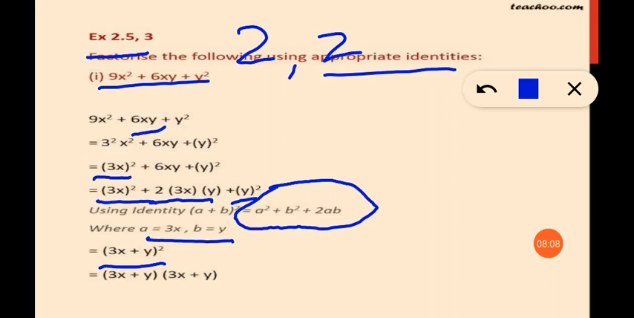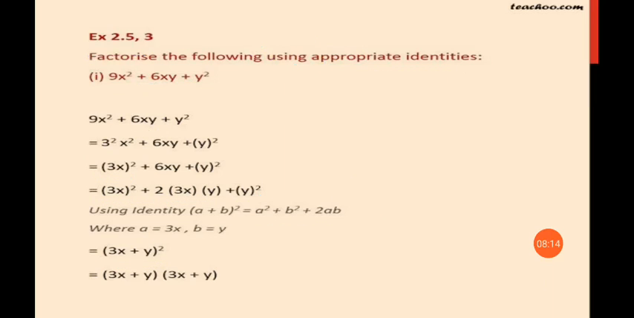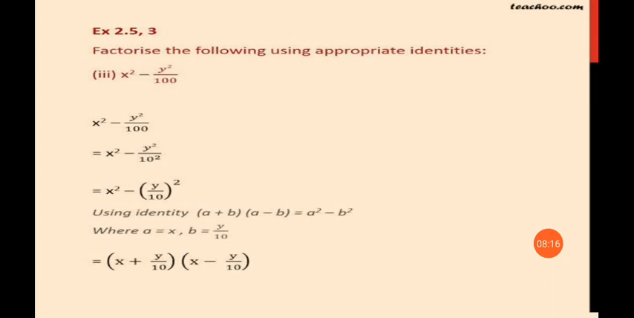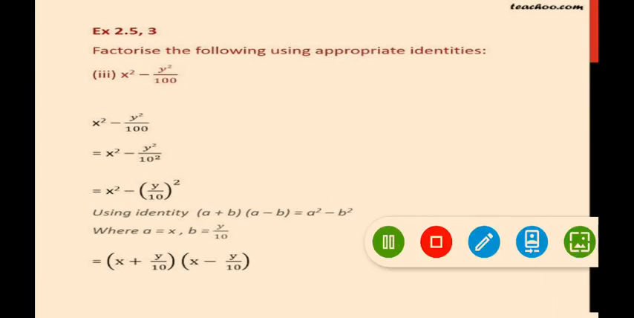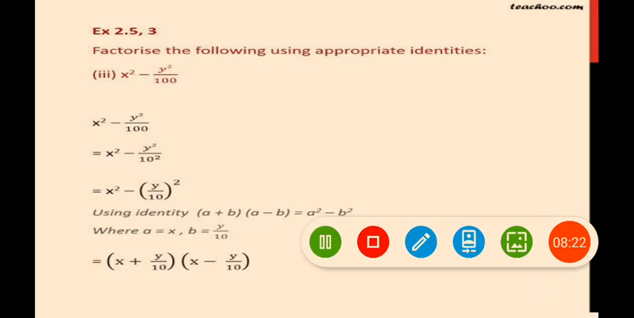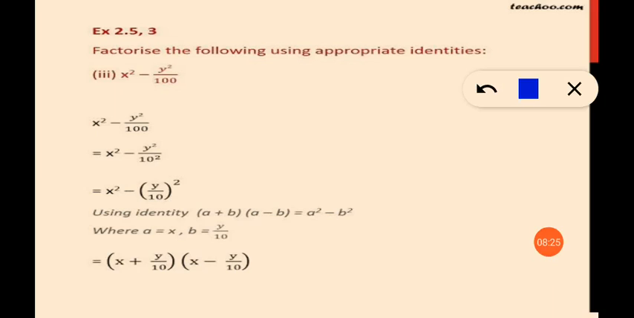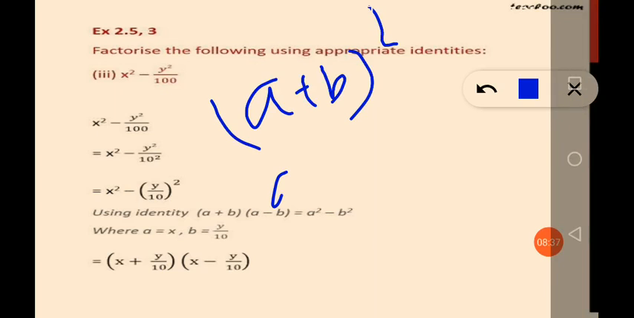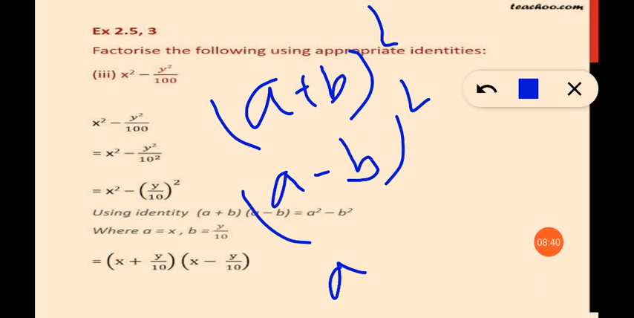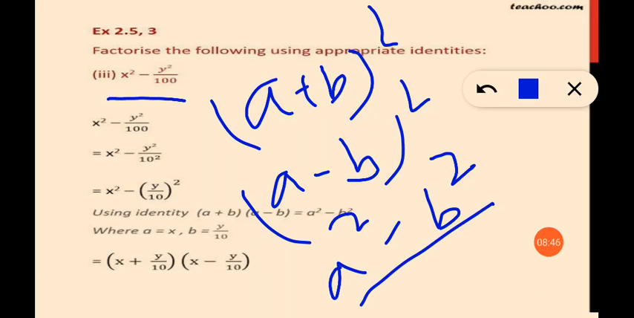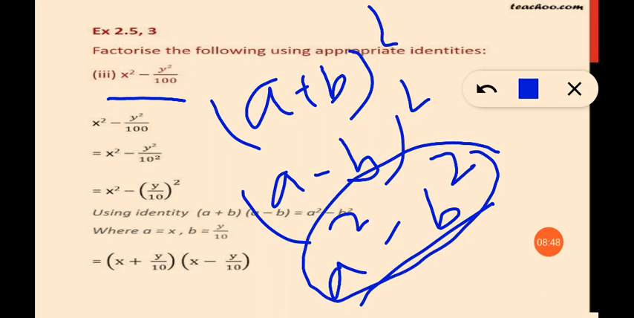So got it, students? Okay. Now let's move to the next part of this question. Third part: x square minus y square by 100. Again, what do we have to do? We will find out the degree, 2 degree, variable, 2 variables. So again we have the 3 formulas: (a plus b) whole square, (a minus b) whole square, and a square minus b square. So this is directly matching with a square minus b square, so we will apply this formula.